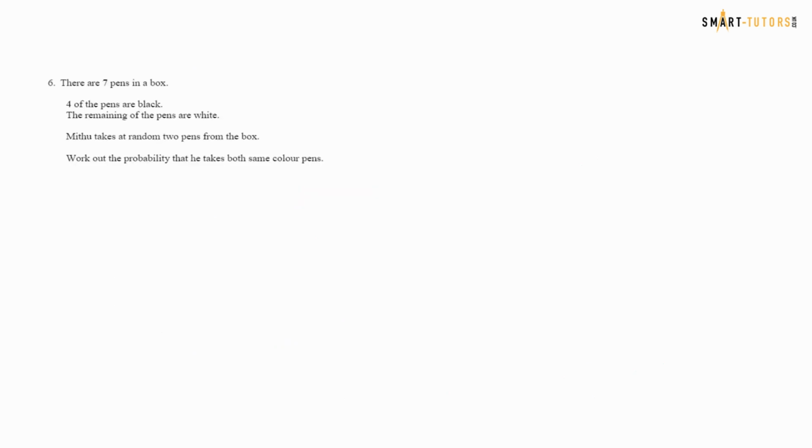There are 7 pens in the box. 4 of the pens are black, so black is 4, and the remaining pens are white, so white equals 3. Mithu takes at random 2 pens from the box, and they haven't said anything else, which means she takes 1 pen, doesn't put it back, and takes the second pen. So 2 pens at random means one after the other, not being replaced. So you do the same tree diagram, but not replaced.